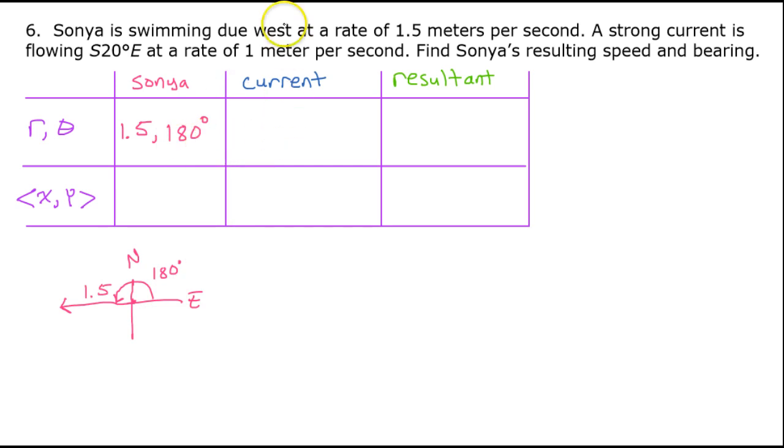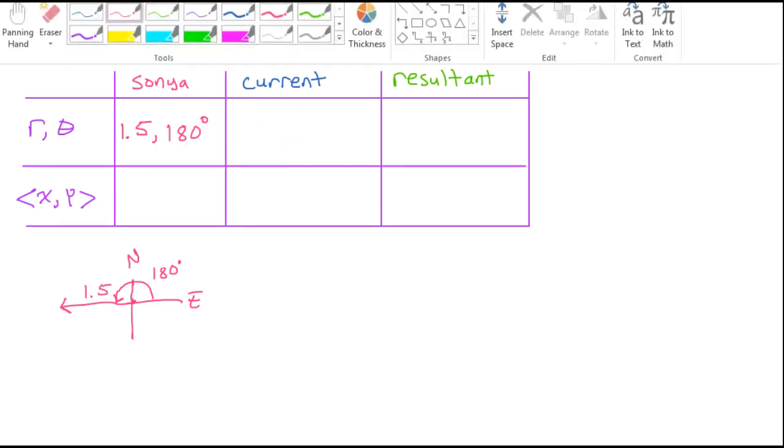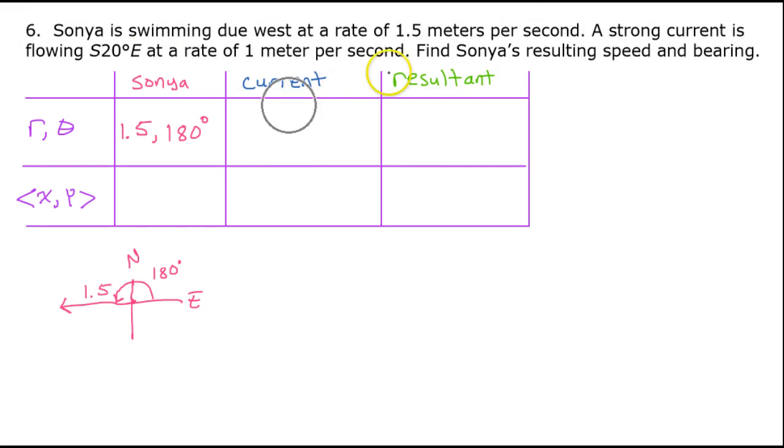Okay, now let's talk about the current. All right, the magnitude and direction of the current. A strong current is flowing at south 20 degrees east at a rate of 1 meter per second. Well, let's get the easy part out of the way. The magnitude is 1. Now let's talk about the direction. So let's make a little diagram for this. All right, here's north. Now this notation, south 20 degrees east.